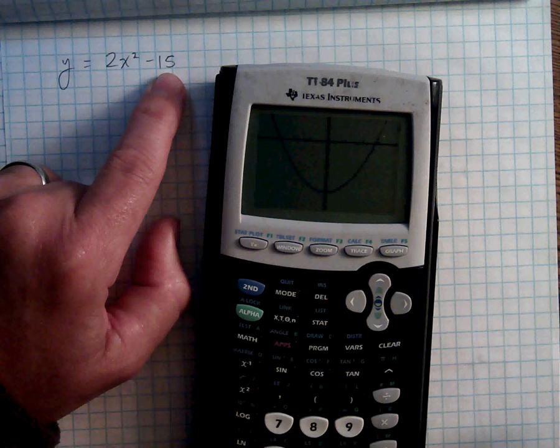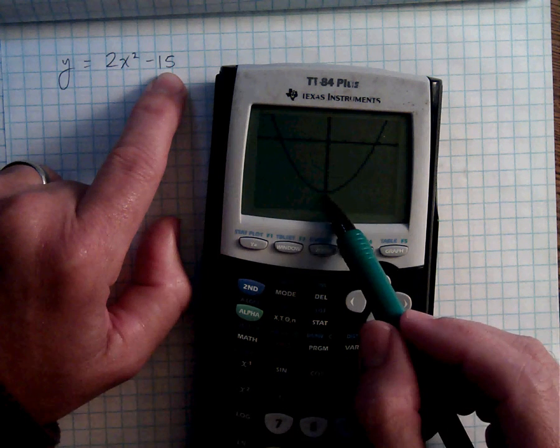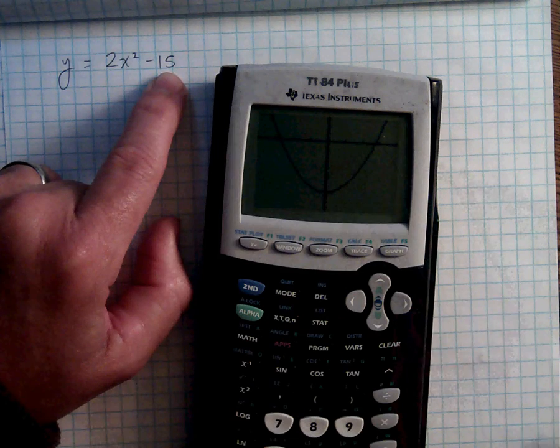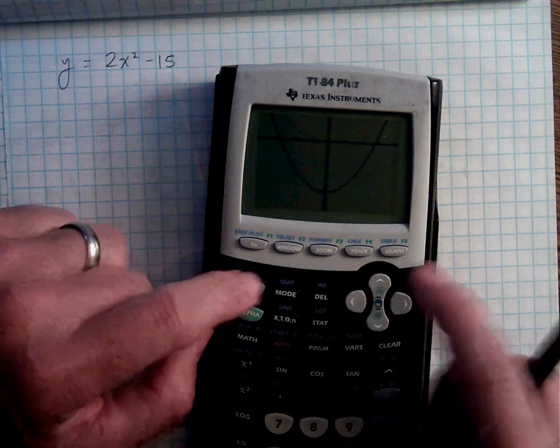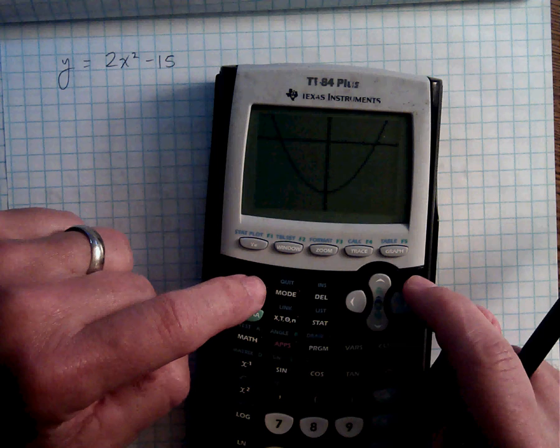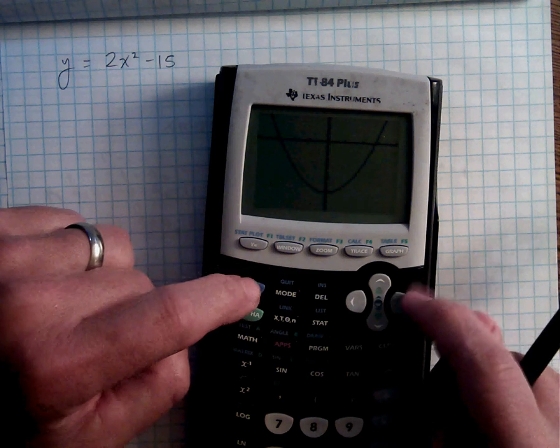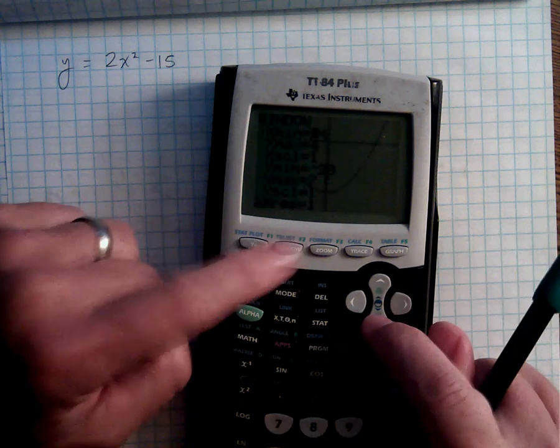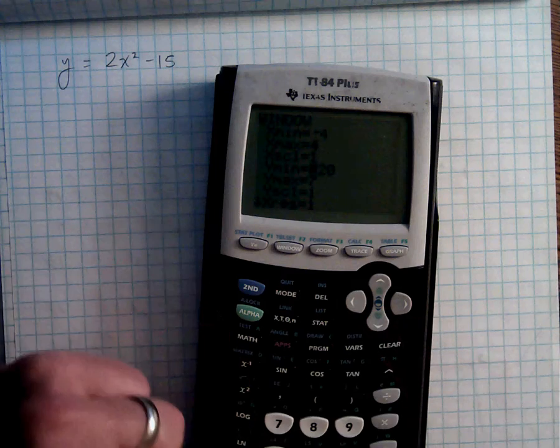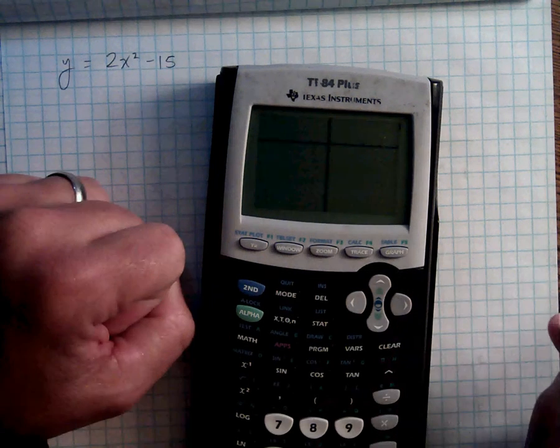I can see all the intercepts, right? I can see the y-intercept and the two x-intercepts. So that's a pretty good window. I guess I don't need to go down that far. So let me go and change that to negative 18. Alright.